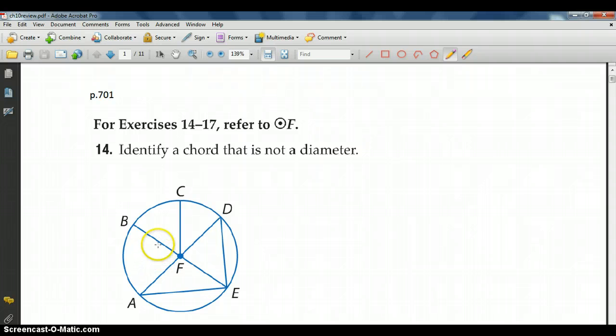So we want a chord, so its endpoints have to be on the circle, but we don't want it to go through the center. So AE would fulfill that definition, and DE also would. So either AE or DE.